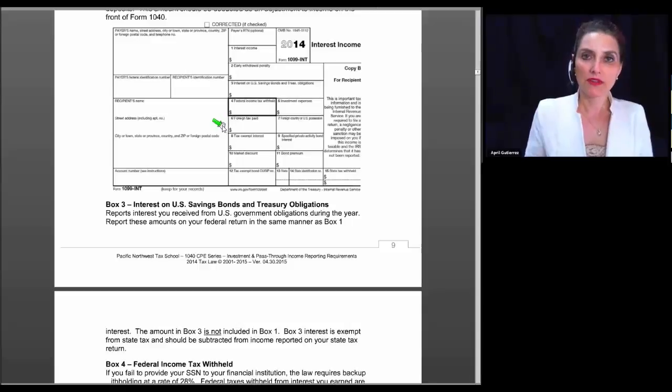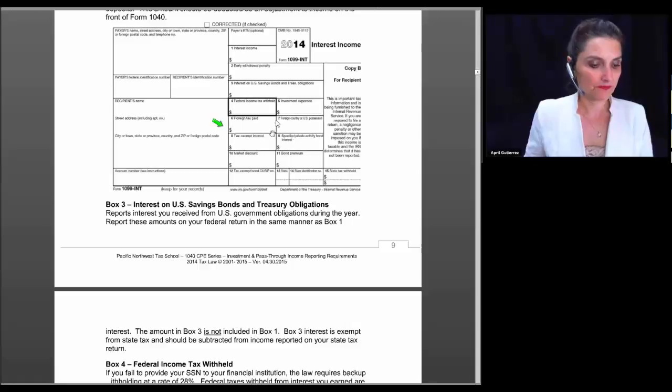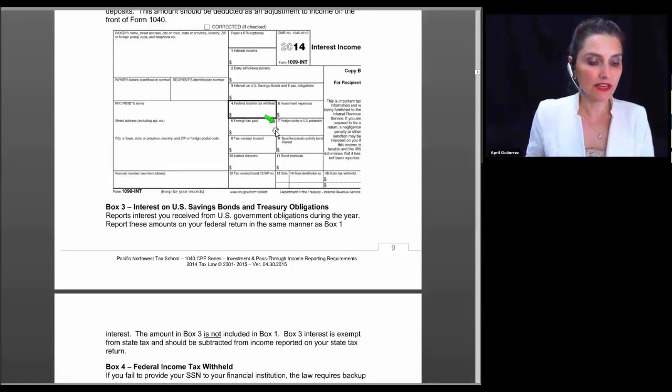Now, if the amount of foreign tax paid goes over $300, or over $600 on a joint return, you can still claim the credit, but you're going to need to complete Form 1116 to calculate the amount. Now, if you did pay foreign tax, this Box 7 is used to report the country that it was paid to.